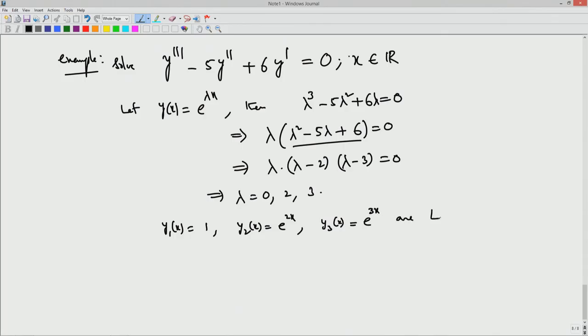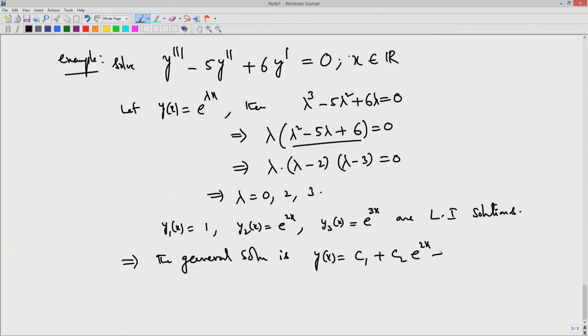are linearly independent solutions of the third order equation. So, these are the only solutions we know from the property. So, that implies the general solution y of x you can write as a linear combination: C1 times y1, that is 1, plus C2 times e power 2x plus C3 times e power 3x, where C1, C2, C3 are arbitrary constants.